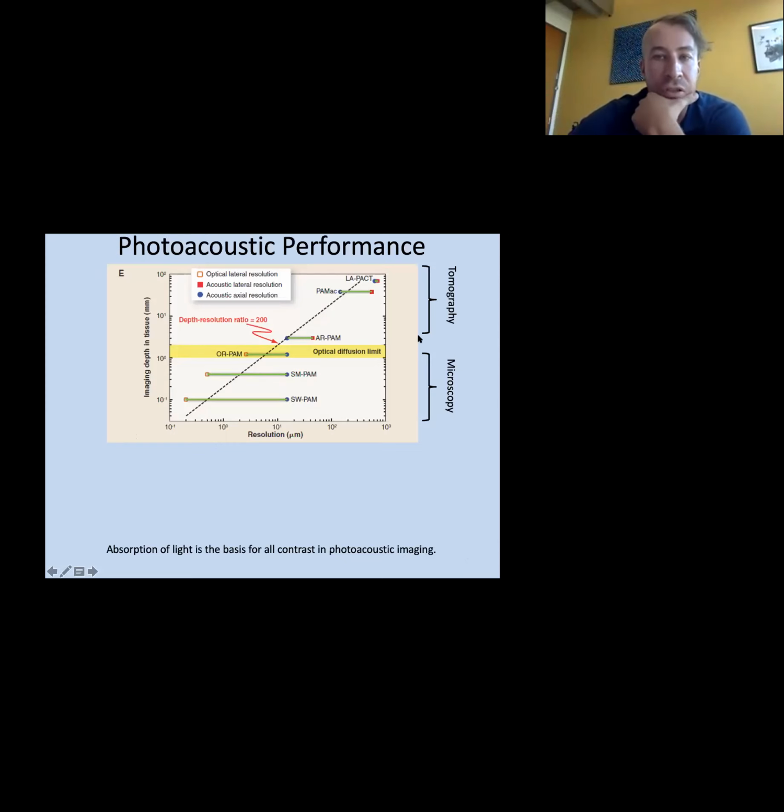So let's see, there's a couple different kinds. We talked about tomography and microscopy. So microscopy, hopefully it stands to reason that you're going to have better spatial resolution, but less imaging depth, as opposed to something like tomography, where you're going to have lower resolution, but better depth of penetration. Okay.